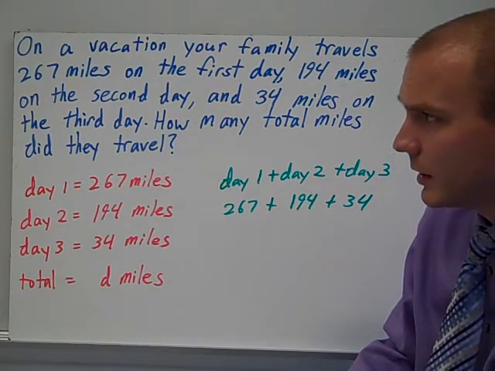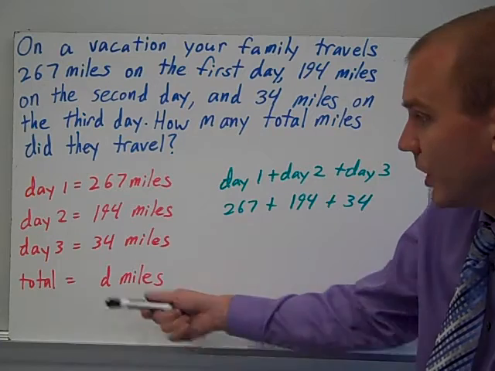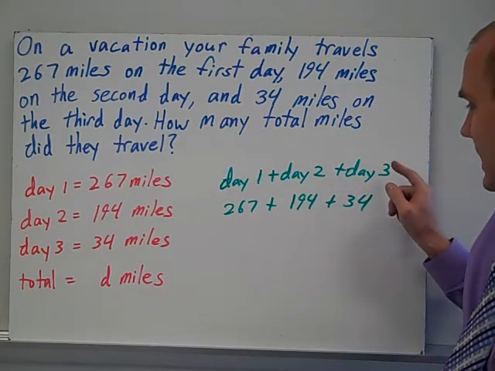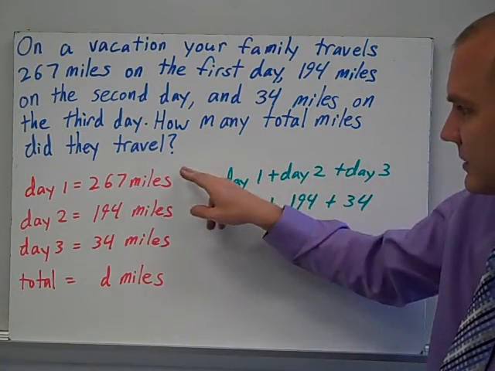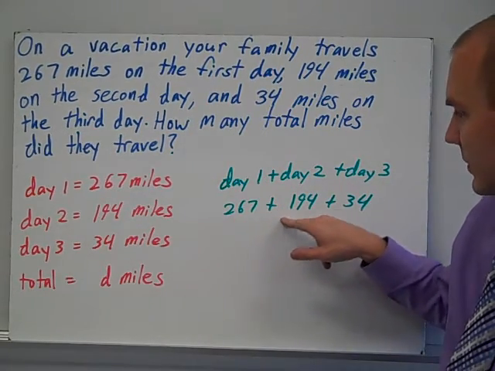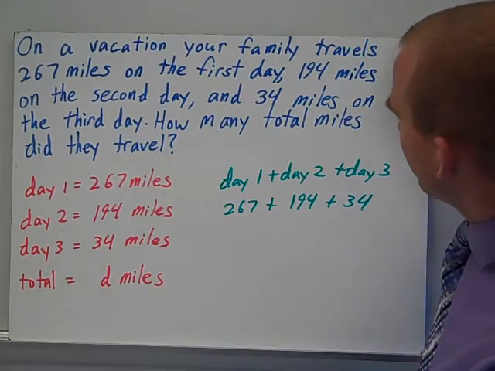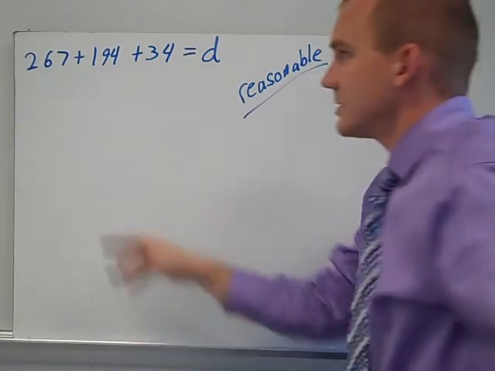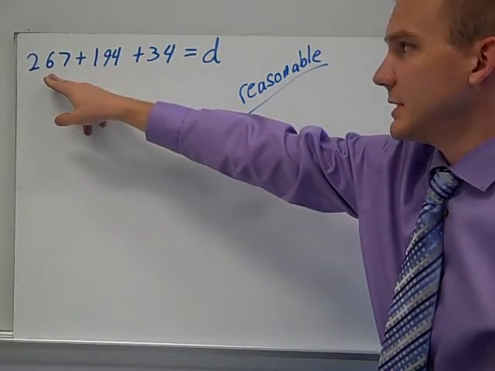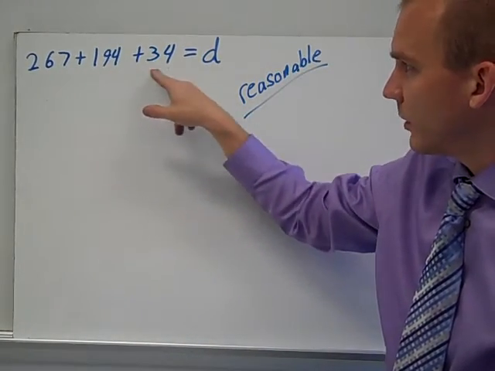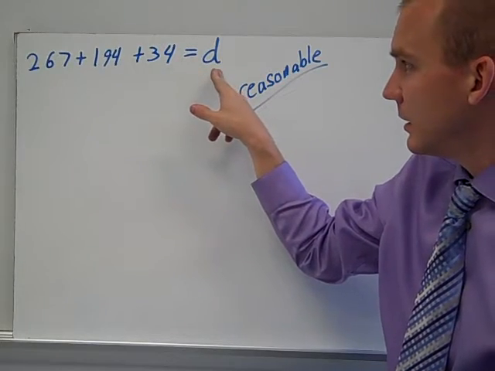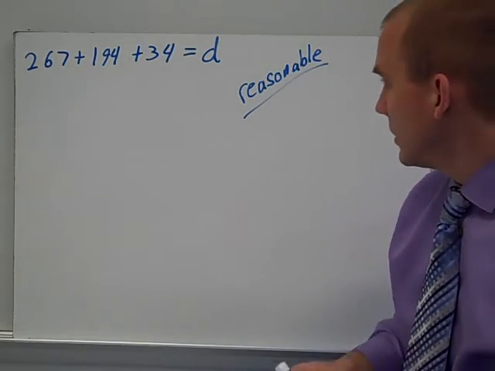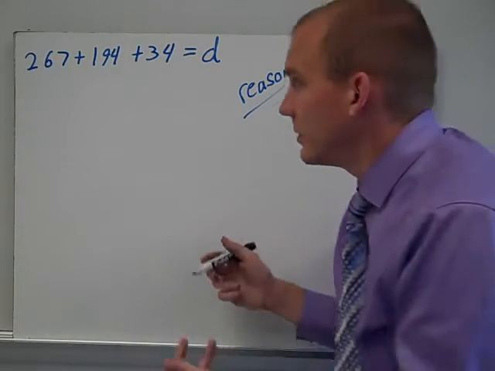I use D as the letter to represent an unknown. I don't know how many total. Day 1 plus day 2 plus day 3. So this is the first thing I want to figure out. Just add up all three: 267 plus 194 plus 34. You can see when I went to set up my equation, I did that. I did 267 plus 194 plus 34 equals D. There's my unknown. If I add all these up, I'll have the total. So that's all I have to do here, just add them up.